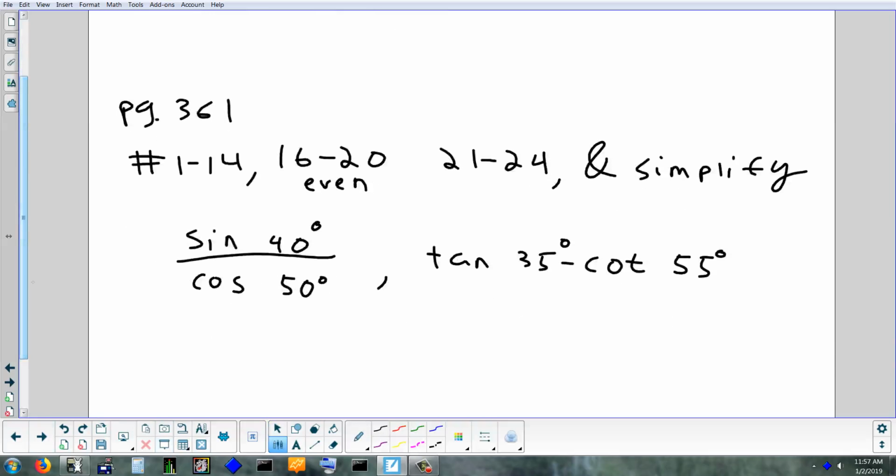Okay, so homework in the book, page 361. 1 through 14, that's all. 16 to 20, just the evens. 21 to 24, that's all. And then I want you to simplify these two. These are like the last two problems we just did on the board. These are not in the book.